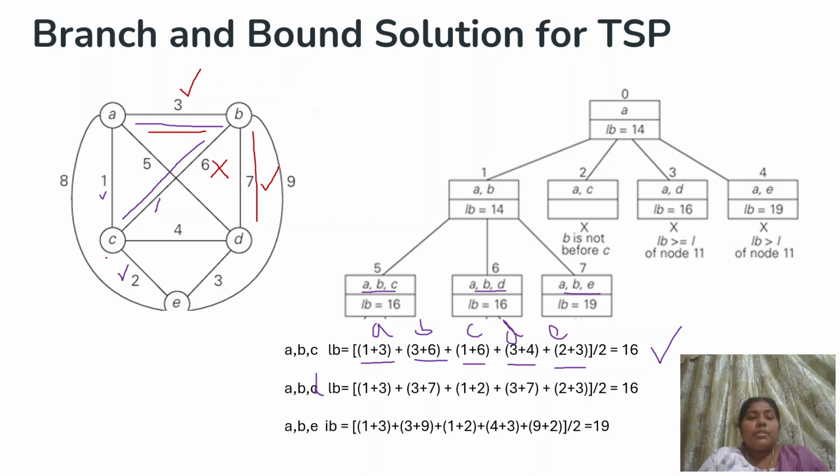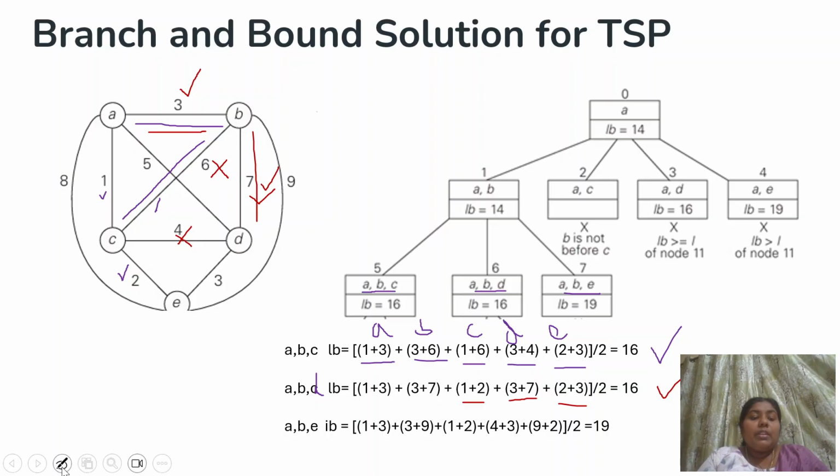And here for C node it is 1 as well as 2. And for D node it is 3. It is not 4. Instead of 4, we have to select 7. So I am just selecting 7 here. And for this E node I am just going to select 2 as well as 3. So what is the lower bound here? Again it is 16. And the last one is A, B as well as E.